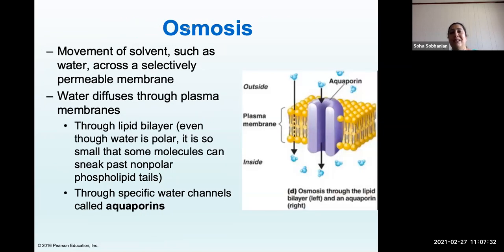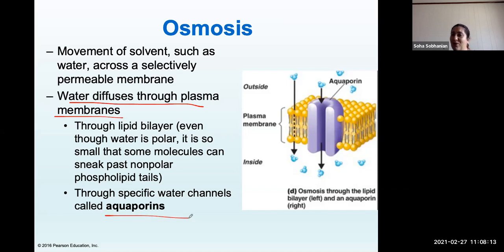And then lastly, osmosis. Osmosis is only what, guys? Diffusion of water, correct. So movement of molecules such as water across a selectively permeable membrane. Water diffuses through the plasma membrane. And one last word before we close up the lecture for today: water can move or diffuse via osmosis using these specific water channels, which is shown in purple here, called aquaporins.